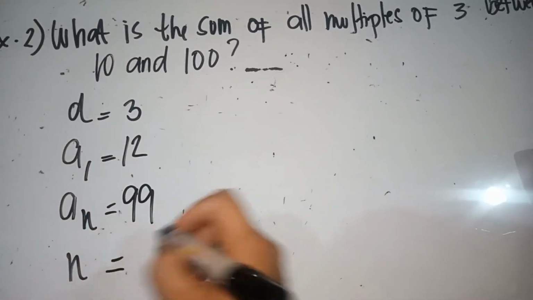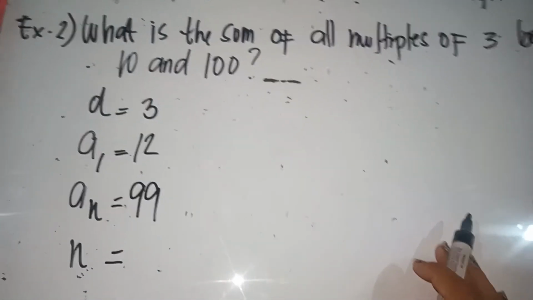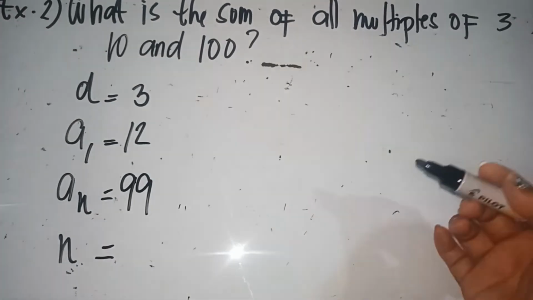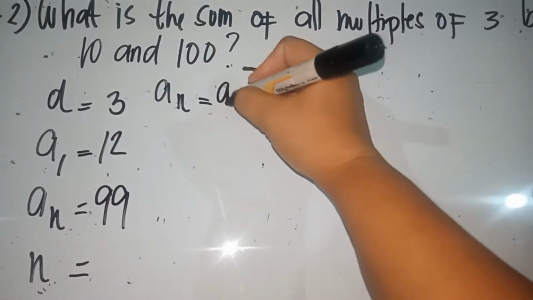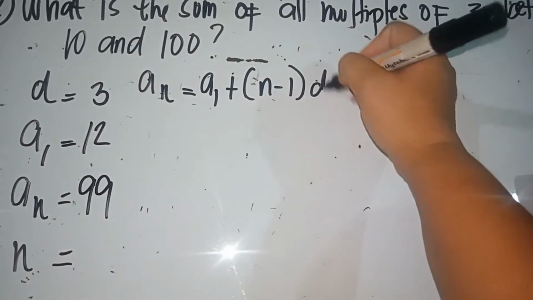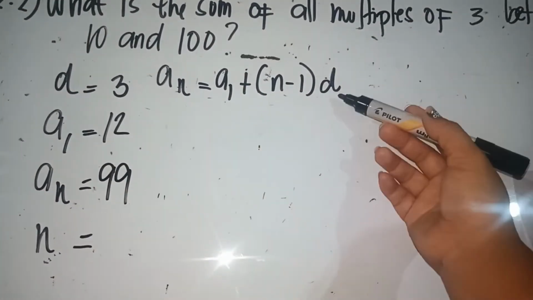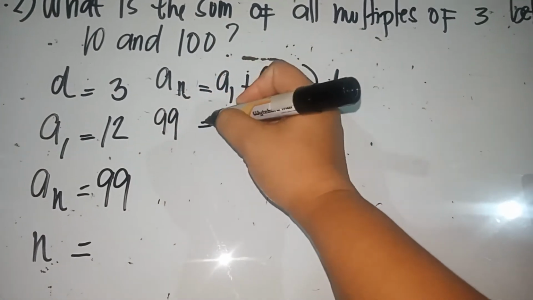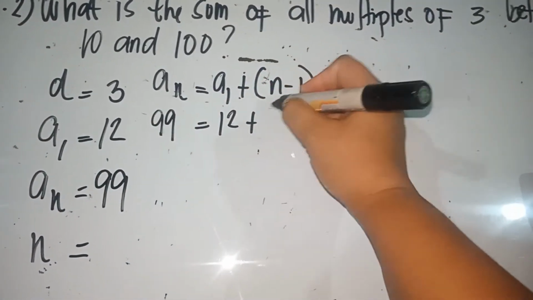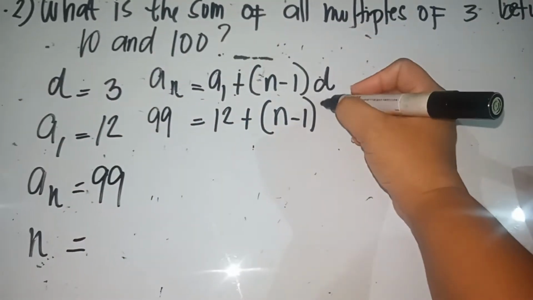So, what about the value of n? That means n, from a sub 1 to a sub n, how many terms do we have in all? We do not know yet. So, therefore, we should first solve for the value of n by using the formula a sub n is equal to a sub 1 plus n minus 1 times the common difference. For us to solve the value of n, or how many terms there are from 12 to 99, this is the formula we will use. So, a sub n is equal to 99 is equal to a sub 1, that is 12, plus, since we have no value for n, we copy n minus 1 times the common difference, which is equal to 3.